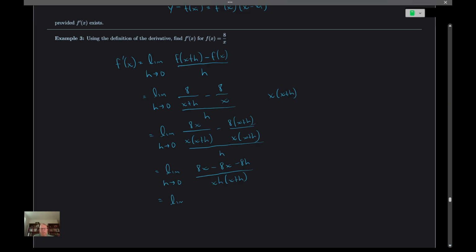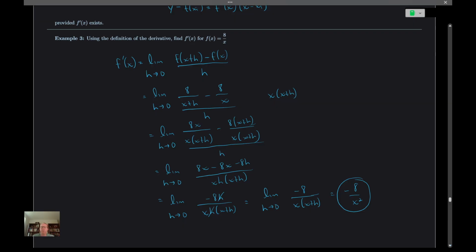So then we get the limit as h approaches 0 of negative 8h over h times x times x plus h. Cancel out the h's, and we get the limit as h approaches 0 of negative 8 over x times x plus h. We take the limit as h goes to 0, so that's just plugging in 0 for the h, and we get negative 8 over x squared. And so that is the derivative.